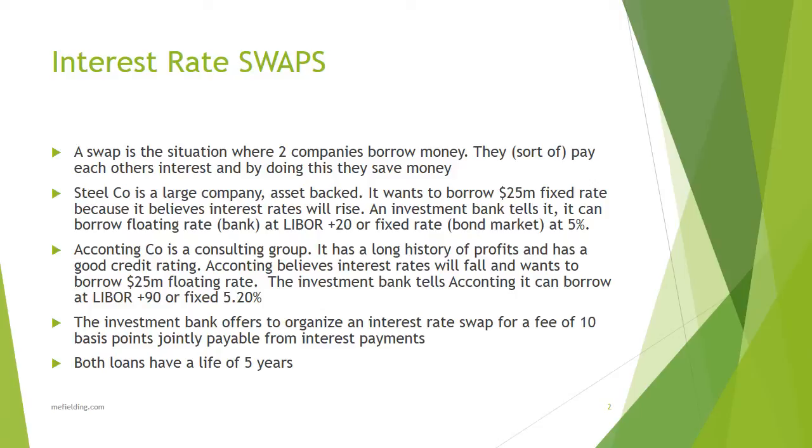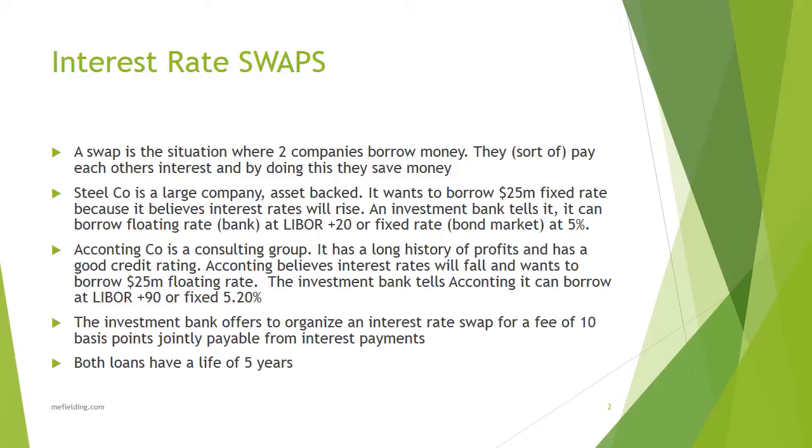Now let's just have a look at that. It wants to borrow 25 million fixed rate. Right, if you're borrowing fixed rate, therefore Steel is borrowing in the bond markets. Now its bank advisor tells it it can borrow in the bond markets at 5%, and it's 25 million. And at the end of the slide it tells you there that the loan is for 5 years. Right, the alternative to borrowing fixed rate is to borrow floating rate. If you're borrowing floating rate, you're borrowing from a bank. So it tells you there it can borrow at LIBOR plus 20.